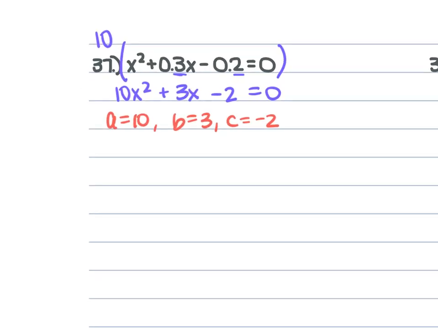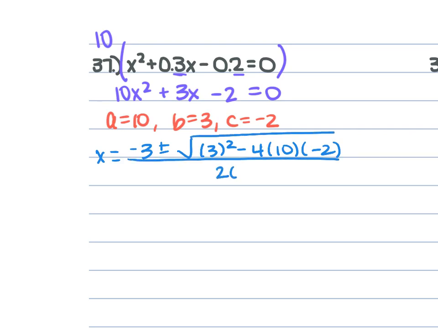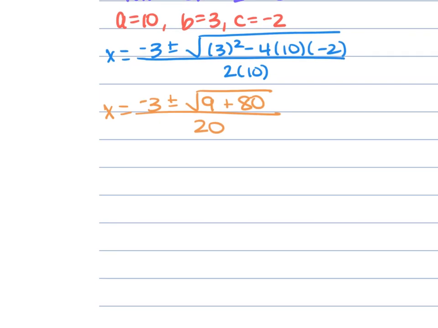So if we plug this into our formula, we're going to have x is equal to negative 3 plus or minus the square root of 3 squared minus 4 times 10 times negative 2 all over 2 times 10. So x is equal to negative 3 plus or minus the square root of 9 plus 40 times 2 is 80 all over 20. So we're going to have x is equal to negative 3 plus or minus the square root of 89 all over 20.